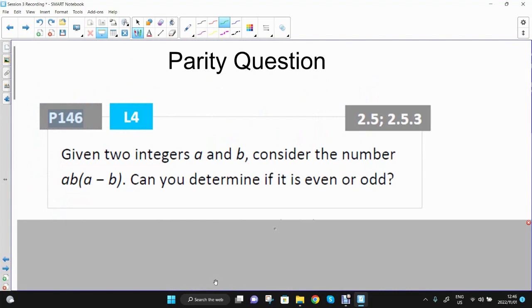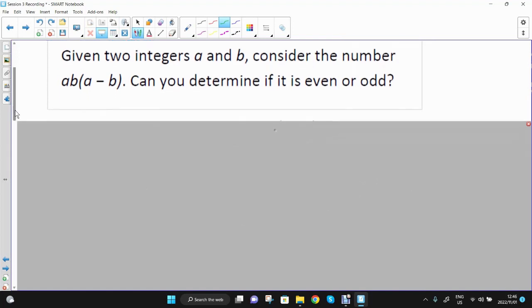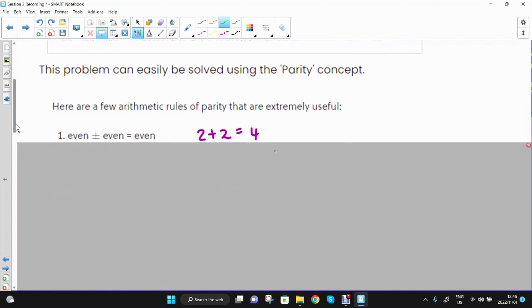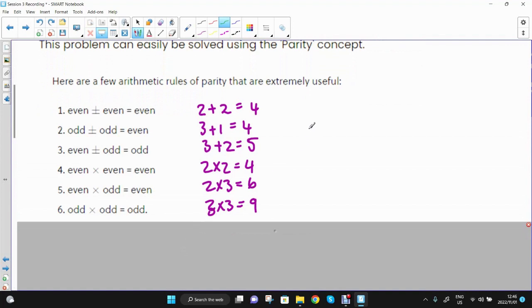Given two integers, a and b, consider the number ab times by a minus b. Can you determine if this is going to be even or odd? Now, to answer this question, there's a few rules that you need to know, and I'm going to share those with you before we even start working this out. And well, you don't really need to study this. It's very useful to know this because you can use this in calculations when it comes up in Maths Olympiads.